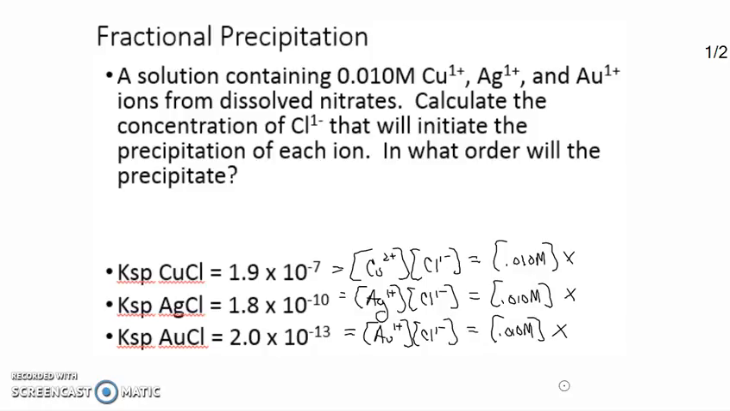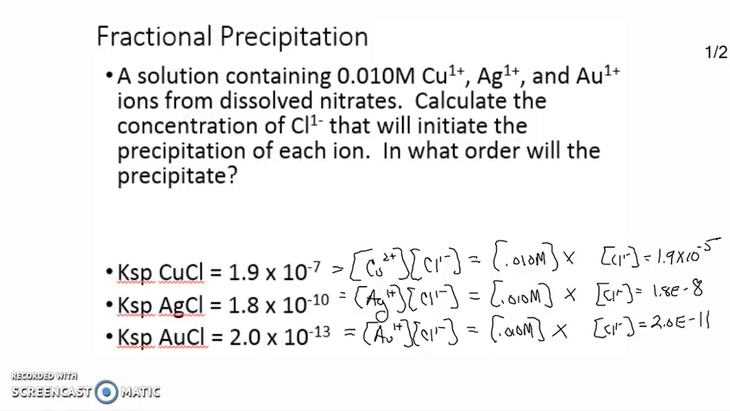So we should find here that x, first one, the chloride ion concentration should be 1.9 times 10 to the negative fifth. Chloride ion concentration to start precipitation of the silver should be 1.8 times 10 to the negative 8. And the chloride ion concentration for the gold should be 2.0 times 10 to the negative 11. So these would be the minimum concentrations of the chloride ion to start the precipitation of each of these 3 ions.